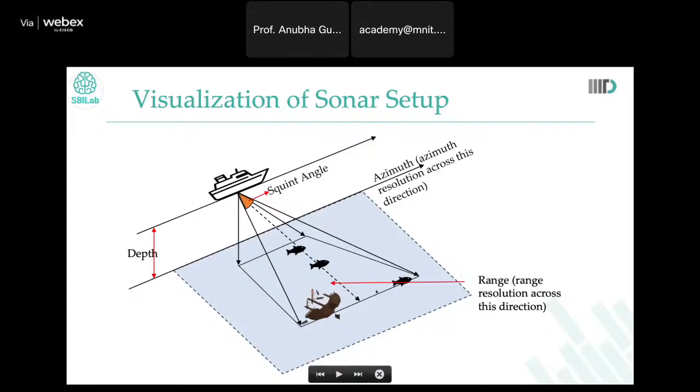So we talk about two types of resolution. There is one range resolution and there is one azimuth resolution. So if you're moving along this direction and there are two animals located here, then the minimum distance between two animals that you can resolve along this direction is called the azimuth resolution, and along this direction is called the range resolution. So for example, these are two marine animals. What is the minimum distance that they should be apart that you're able to resolve through your sonar setup? That is called the range resolution.